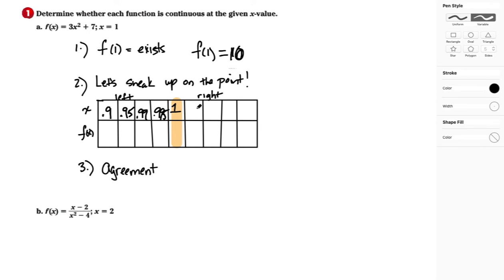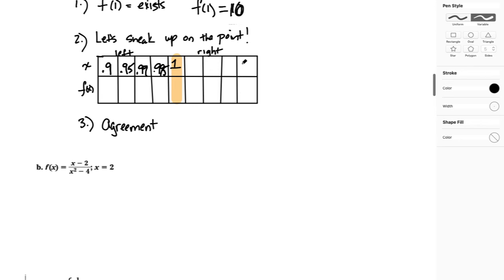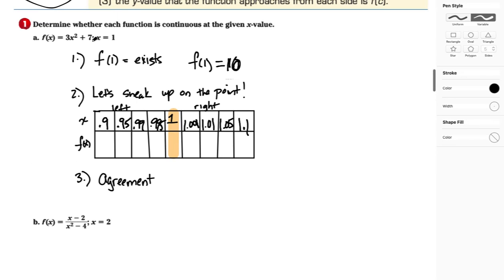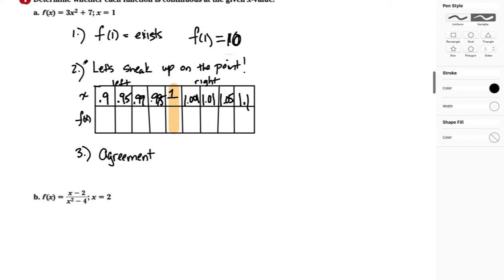And then I'm going to do the same thing from this side. So I might do 1.1, 1.05, 1.01, and let's do 1.001. And I'm going to plug these values into the equation. And yes, fine, use Desmos, use something that'll help you make this easier. Plug it in, and what we want to do is see that we are approaching the same number. I'm not concerned about what that number is right now, but we want to seem to be approaching the same number on either side as we move closer and closer to 1.